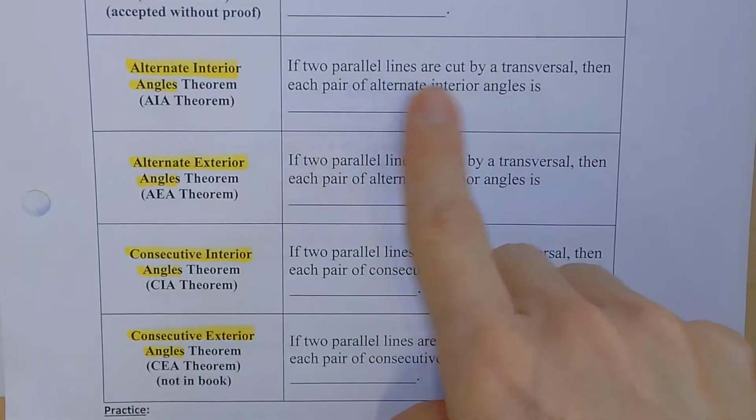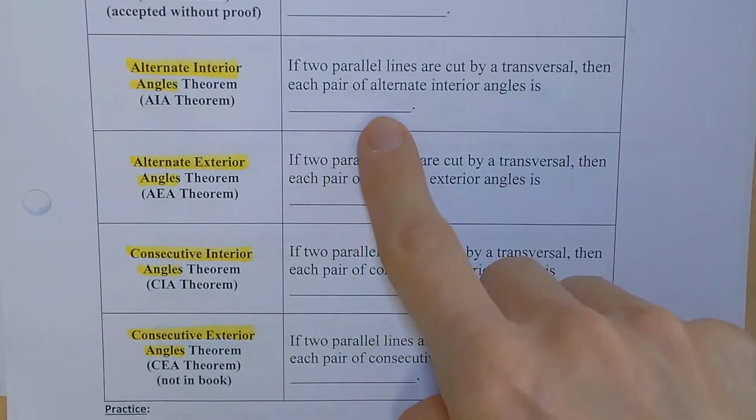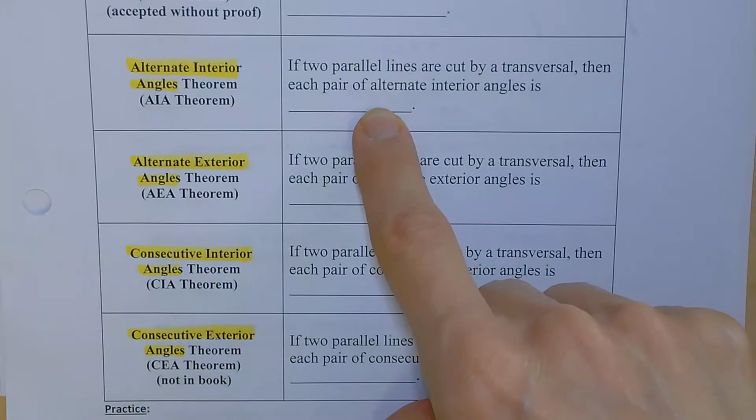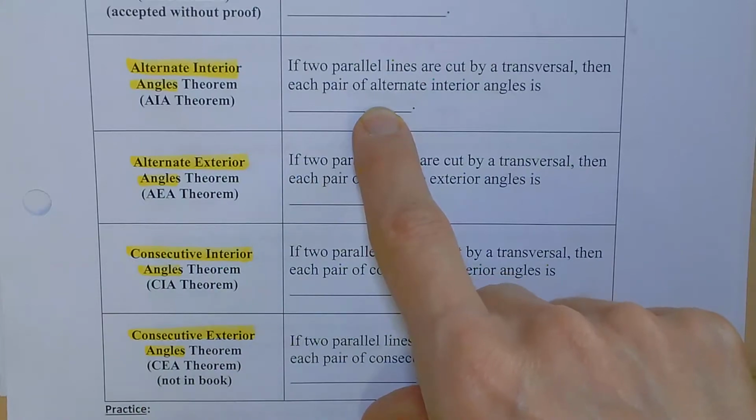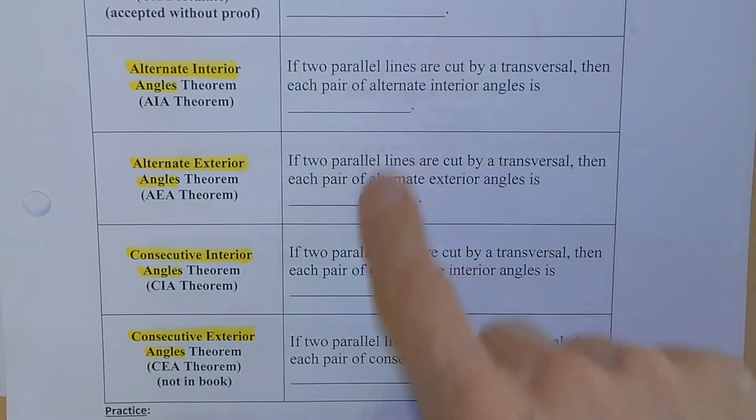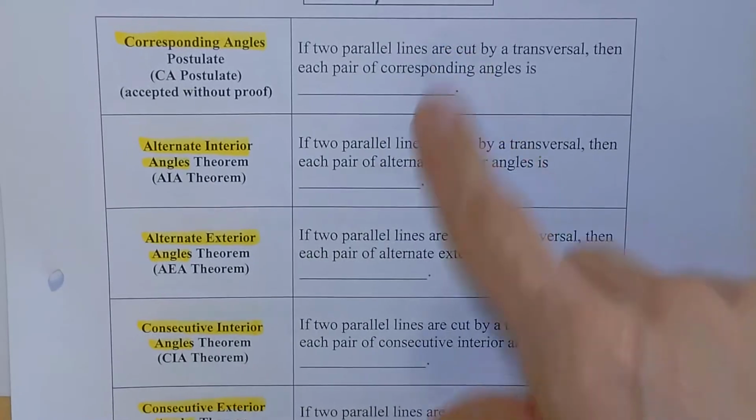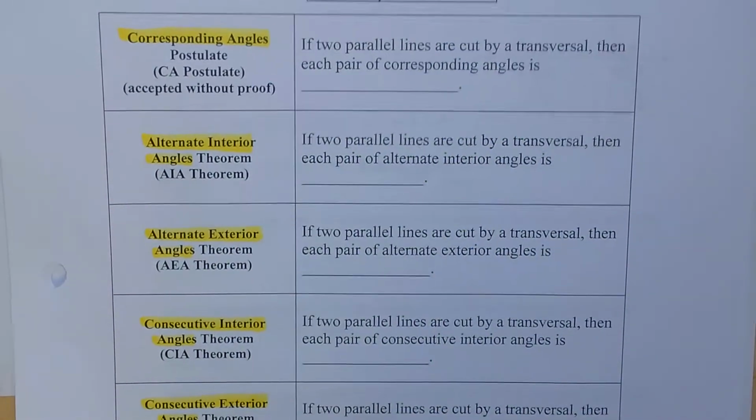If two parallel lines are cut by a transversal, then alternate interior angles are congruent. If I flip that around and make the converse, it would sound like this: if alternate interior angles are congruent, then the lines are parallel. So my question to you today is, do you think the converses of these are all true? We're going to flip them around and see.